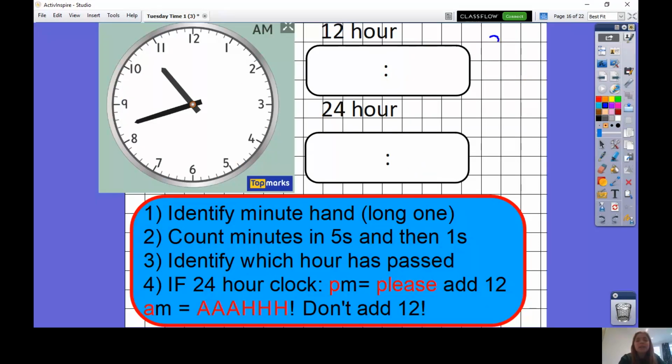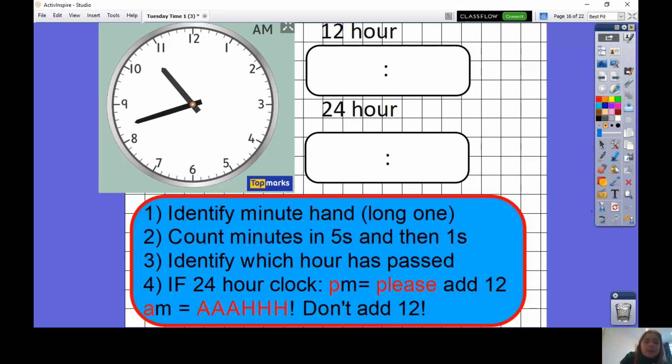Okay, I'd like you to do this as question 3 of your independent one. You need to find the time in both the 12-hour clock and the 24-hour clock. Just write it down on your piece of paper what you think the time is in the 12 and the 24-hour clock. Please pause the video and have a go at this question now.